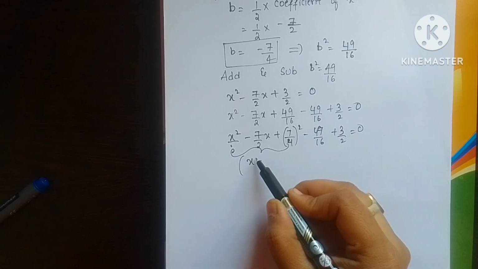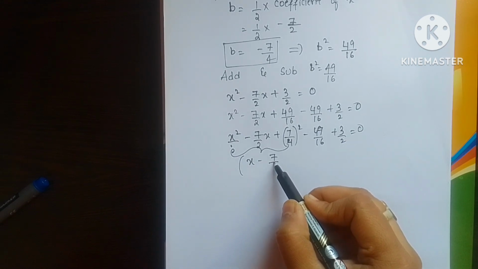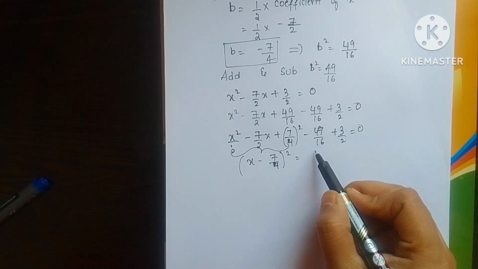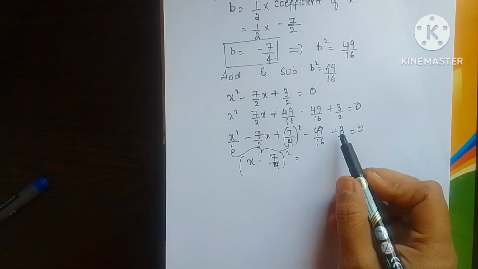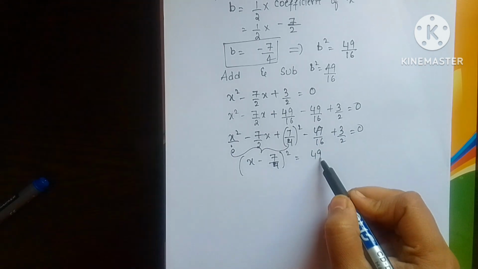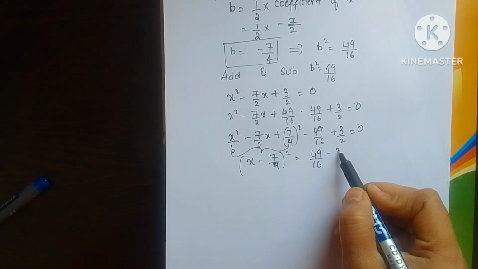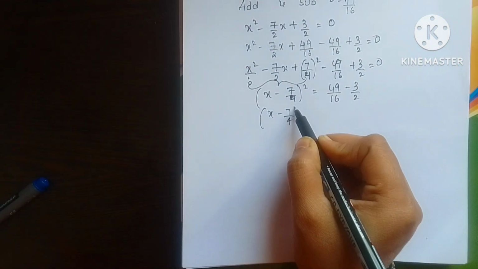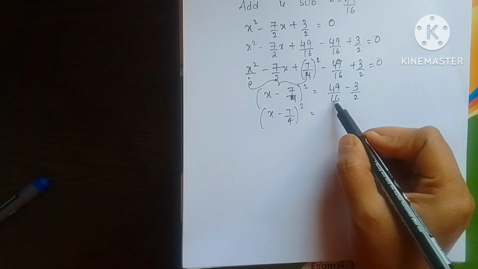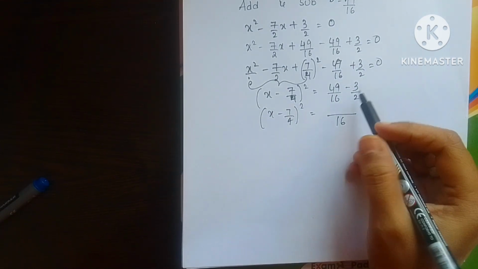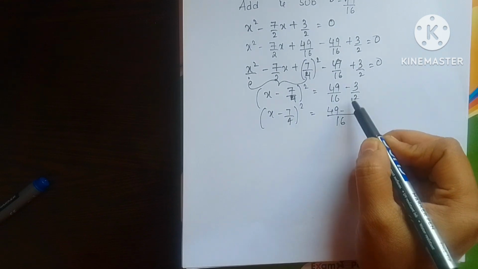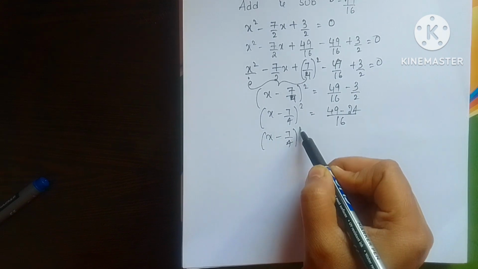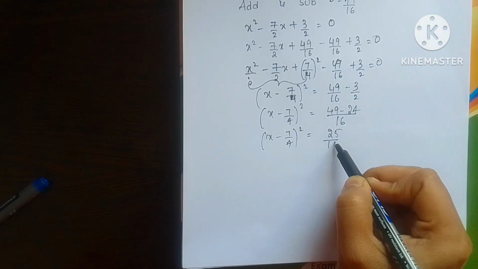So say x minus 7 by 4 whole square is equals to, now take this 49 by 16 and 3 by 2 into the RHS side. So minus will become plus, and plus 3 by 2 will become minus 3 by 2. So x minus 7 by 4 whole square. Now take the LCM for the 16 and the 2. We will get 16 as the LCM. Now do the cross multiplication: 49 minus 24. So x minus 7 by 4 whole square is equals to 25 by 16.